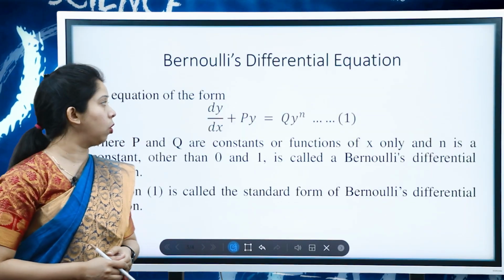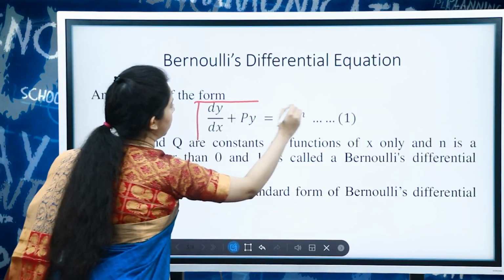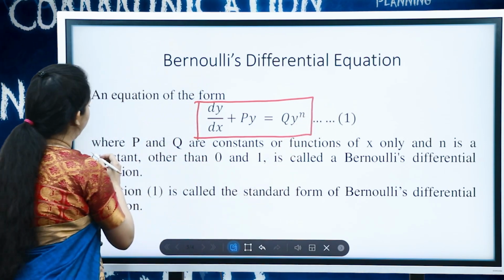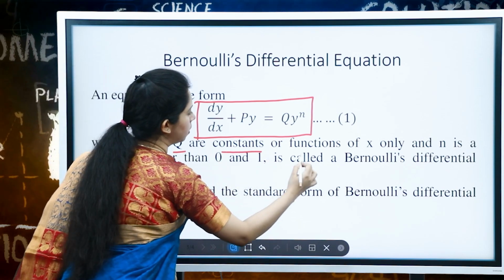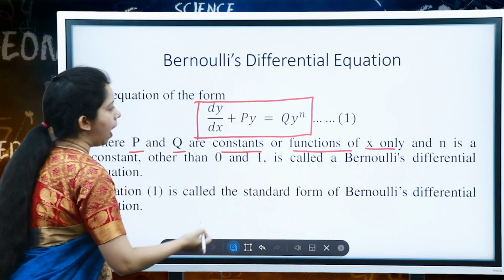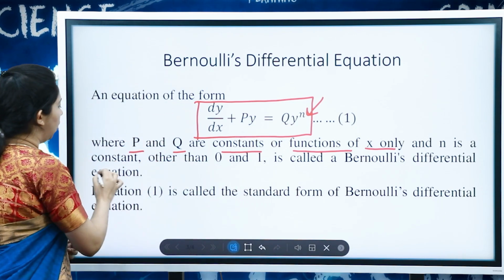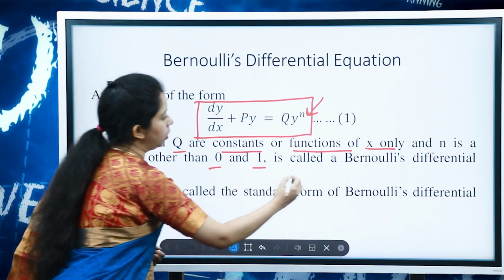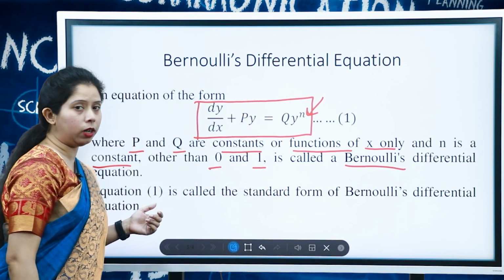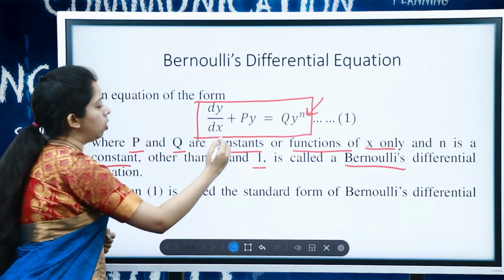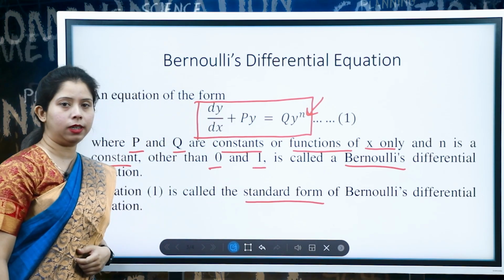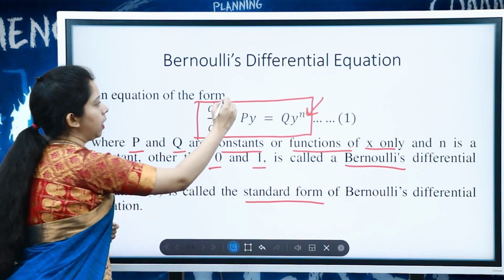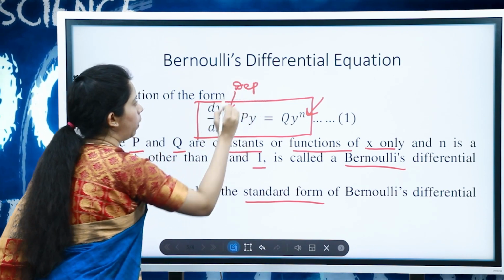A differential equation of the form dy/dx + py = q y^n, where p and q are constants or functions of x only, and n here is a constant other than 0 and 1, is called Bernoulli's differential equation, and it is also the standard form of Bernoulli's differential equation. This is Bernoulli differential equation in y, since here the dependent variable is y.